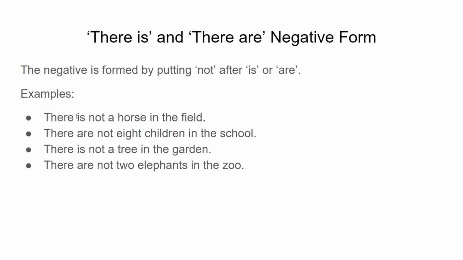Keep in mind, there is for singular and there are for plural sentences. Therefore, there is not a horse in the field is talking about one horse, singular horse. There are not 8 children is more than one child. There is not a tree, singular sentence for one tree in the garden. There are not 2 elephants, more than one elephant, 2 elephants in the zoo.